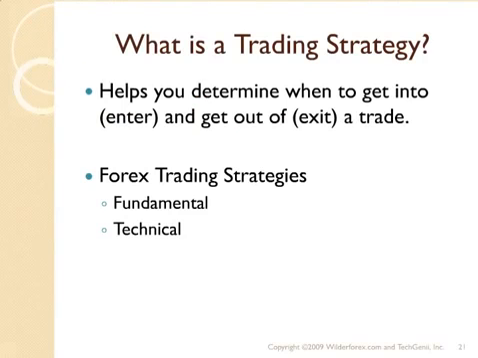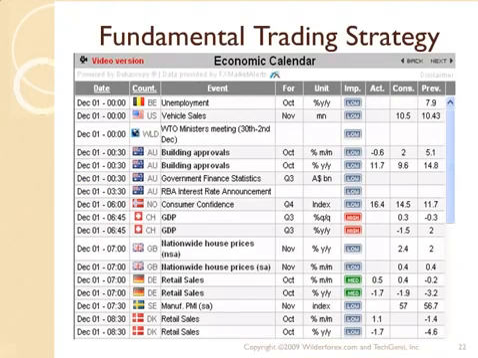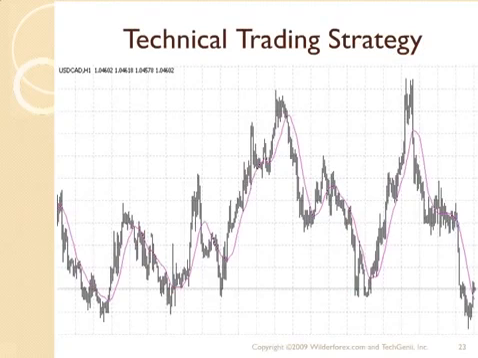What is a trading strategy? A trading strategy helps you determine when to get into, enter, and get out of, or exit a trade. There are two Forex trading strategies, fundamental and technical. Fundamental trading strategy uses financial news to predict movements in a currency pair. The financial news can consist of economic indicators and/or news-based events. An example of an economic indicator would be the gross domestic product or GDP. A technical trading strategy focuses on statistic and probabilistic indexes to help predict the future trend of a currency pair. An example of this is the moving average, which is shown on this chart.